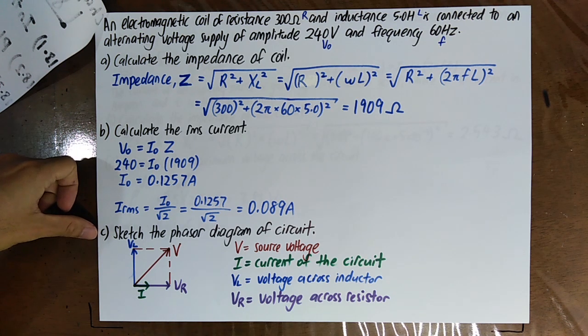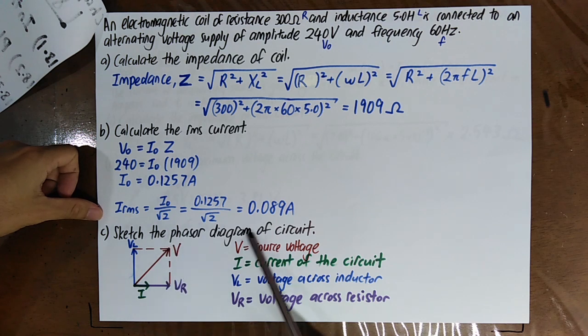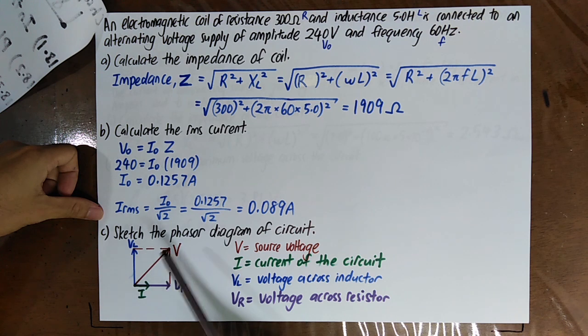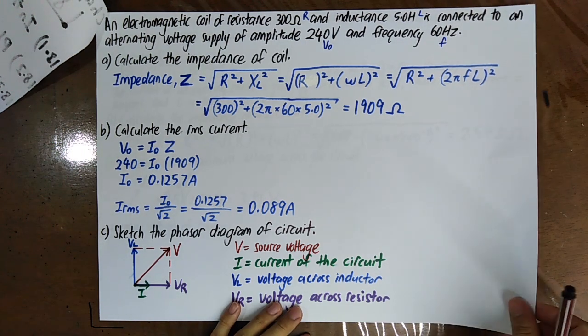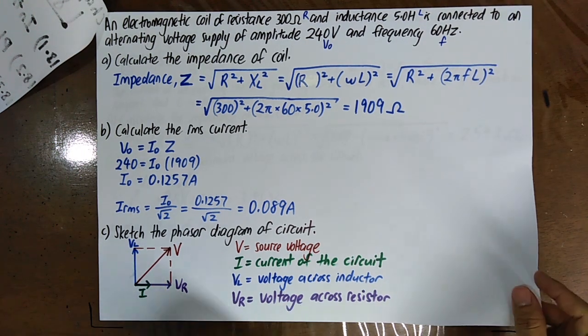Sketch the phasor diagram. Okay, when you are sketching the phasor diagram, please label all the symbols that you use. And then we know that the voltage across the inductor will lead the voltage across the resistor and also the current by 90 degrees. So this is the phasor diagram.